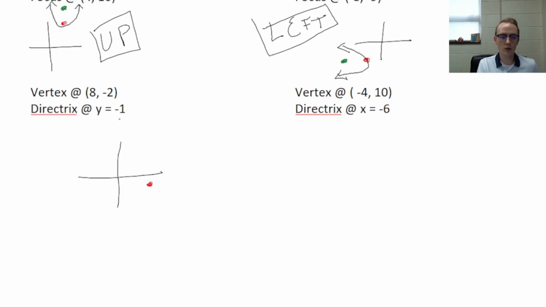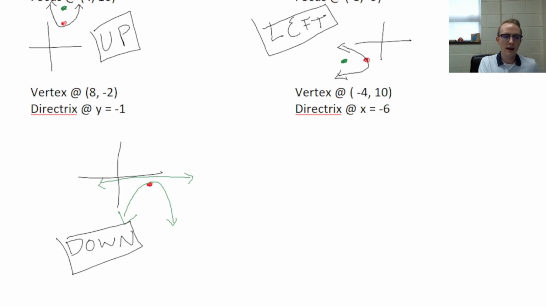If the line is y equals -1, we're only going down 1, which is not quite as far as we went down for the vertex. For the vertex, we went down 2. For the directrix, we're only going down 1. So our directrix is going to be right here, pretty close to the vertex, but it is still above our vertex. And remember, the parabola is always opening away from the directrix. It's never going to intersect your directrix. Because of that, this parabola is going to open down, and that would be our answer, down.